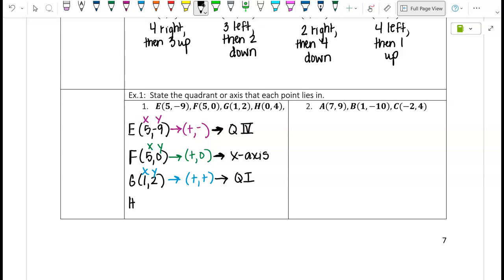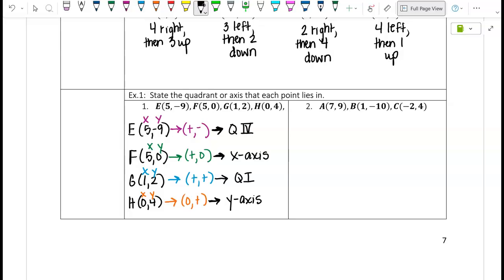And then H is the ordered pair 0, 4. So 0 is my x, 4 is my y. So this time I have a 0 and a positive number. So again, if I have a 0, I can't be inside a quadrant. This tells me I do not go left or right. I only go up. So which axis would that represent? The y-axis. So if the ordered pair starts with 0, you're going to be on the y-axis. If the ordered pair ends in 0, you're going to be on the x-axis.